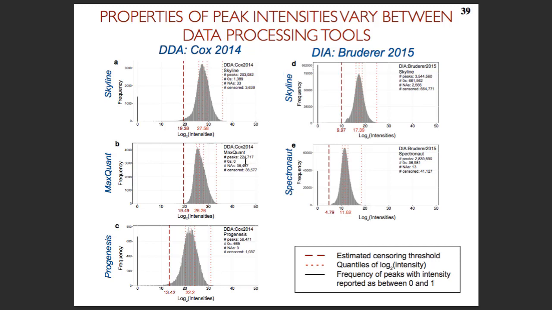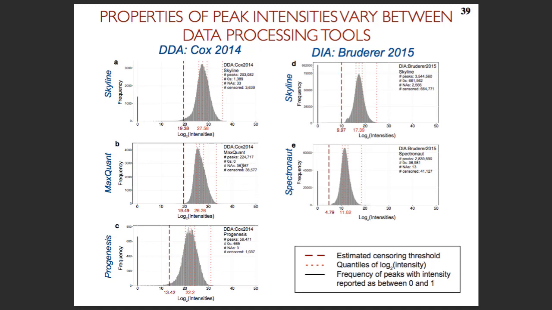MaxQuant reports 224,000. And Progenesis reports 56,000. So there is a big difference in the number of peaks. But there is more than that, because if you look at these lines here, this is also the frequency of values which are very close to zero, like either numeric zeros or things which essentially round up between zero and one. And Skyline reports 1,300 of those zeros. MaxQuant reports no such values. So clearly MaxQuant has some kind of truncation at low values. And Progenesis reports 600 zeros.